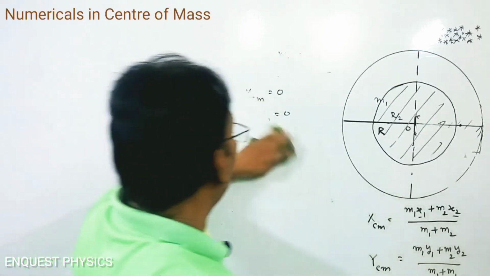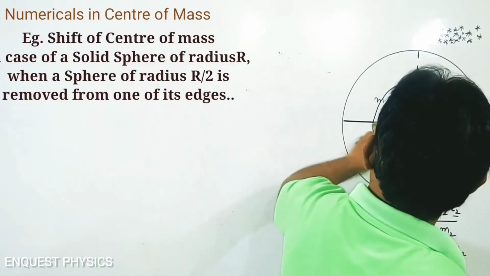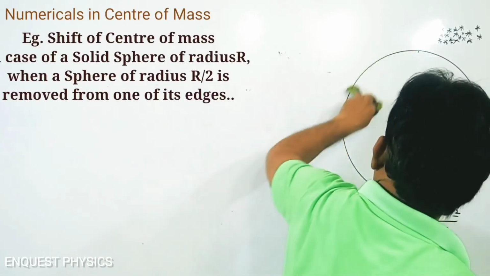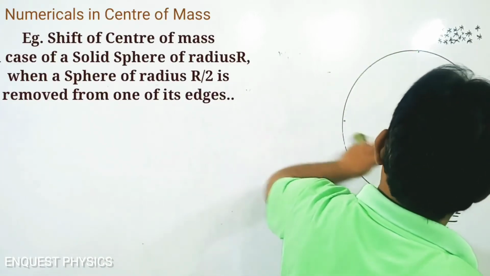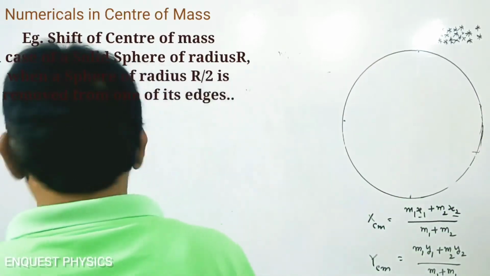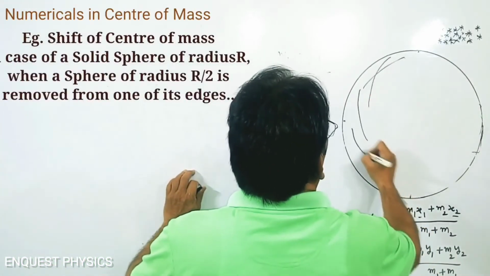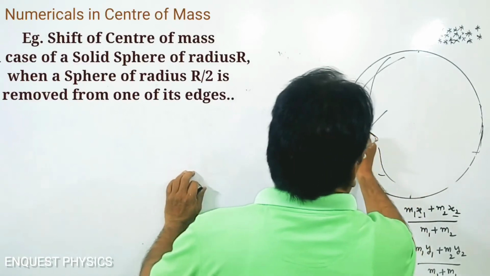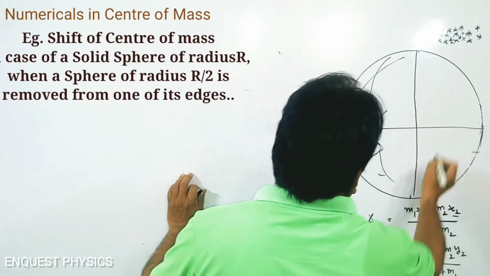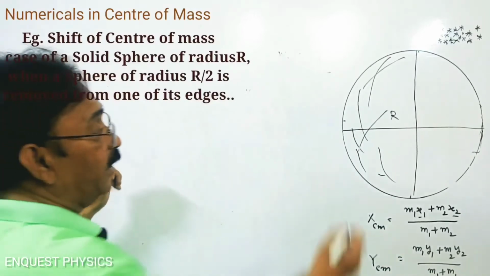Okay students, let's do one more. See, this time instead of a circular plate, I am taking a sphere. Let's say it is a sphere which has a diameter of d and radius r. Okay students, this is the sphere.